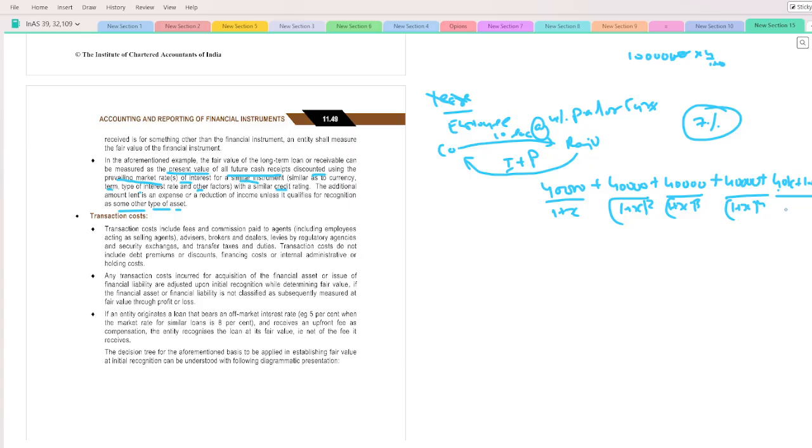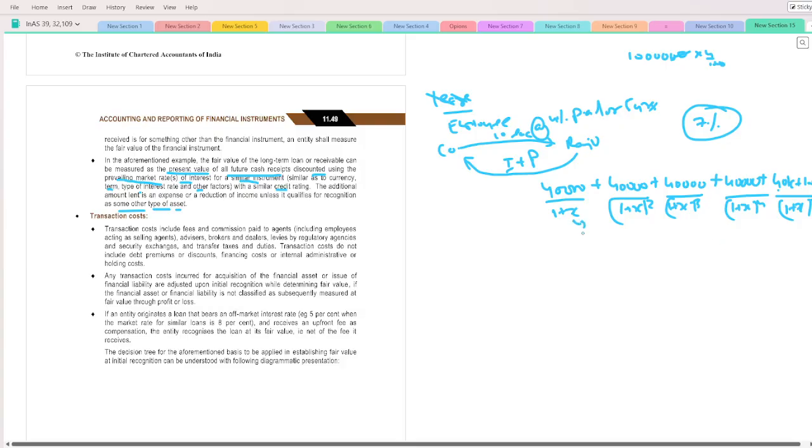Okay, so this and the life of the loan is 5 years. So 1 plus x raised to the power 5. Okay, so now this x I have already given you 7%, so that means it will be 0.07. So 1 plus 0.07, so 40,000 divided by 1.07, and so on, and at the end of the fifth year, it will be 40,000 plus 10 lakh divided by 1.07 raised to the power 5.